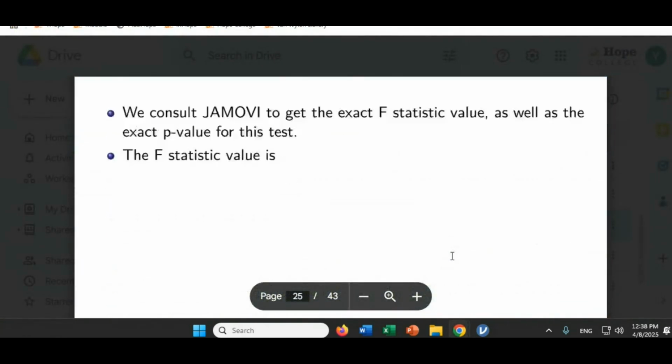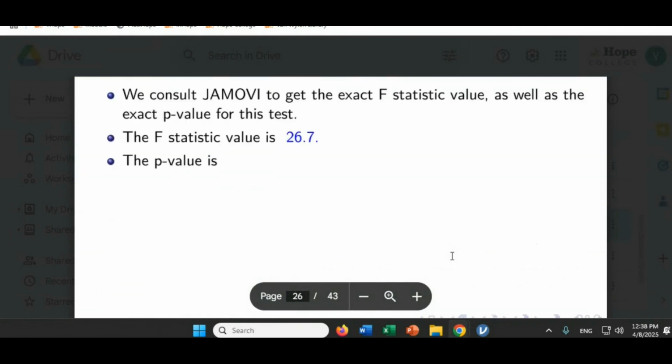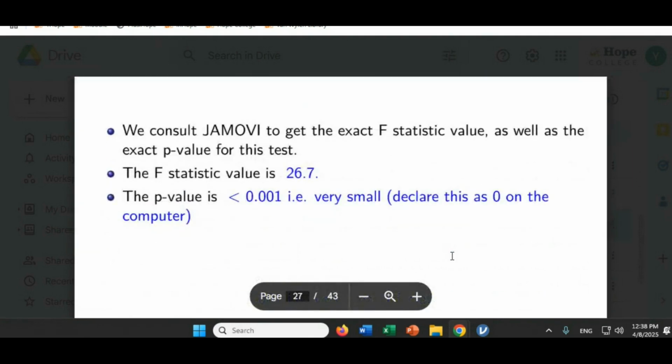We consult Jamovi and we find that the F statistic was about 26.7 and the p-value is pretty small. So on exams, if I don't give you a range, just declare it as a 0. If ever you get something so small and it's not asking for a range, I think there are some homework problems which don't ask for a range, just declare 0 for computer purposes. Right?